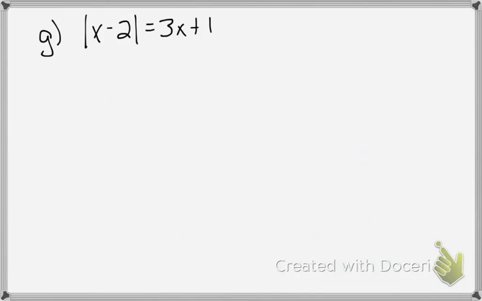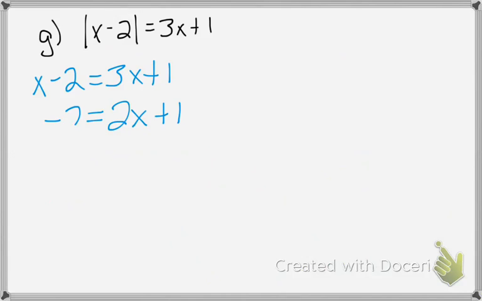Okay, here on question G, we're going to be doing the same thing that we did on the previous example, where we start off with the absolute value of x minus 2 is equal to 3x plus 1, and solving for x. So I'm going to go ahead and group my variables. I've got 2x plus 1 is equal to negative 2. 2x is equal to negative 3, or x is equal to negative 3 over 2.